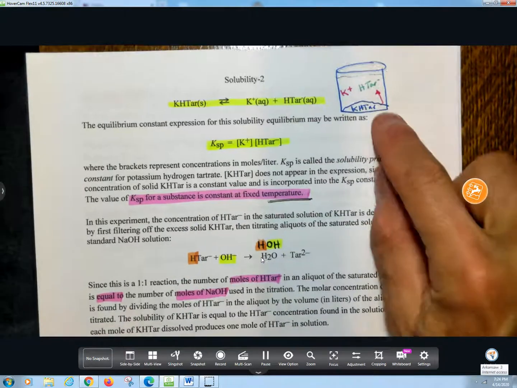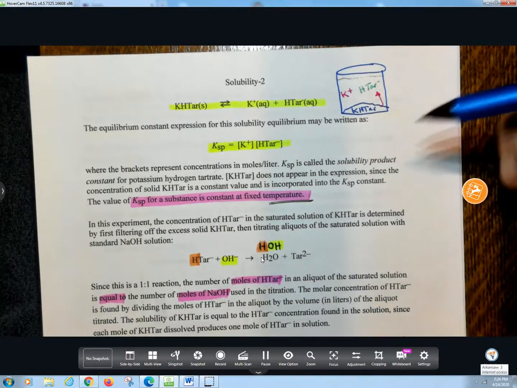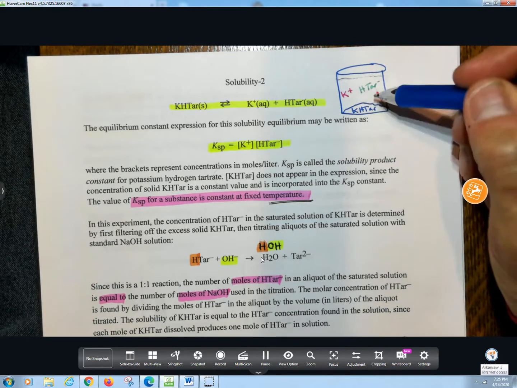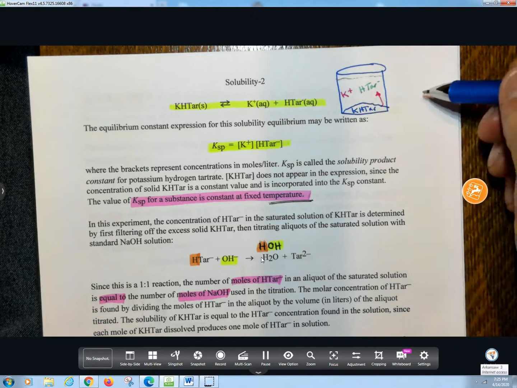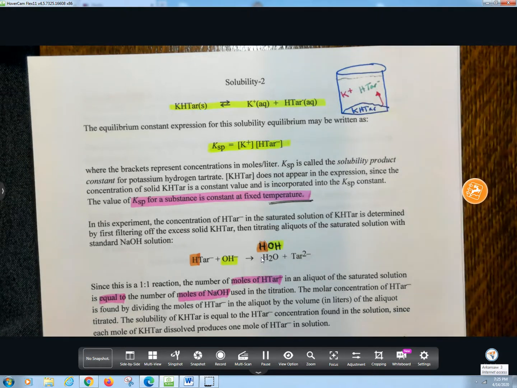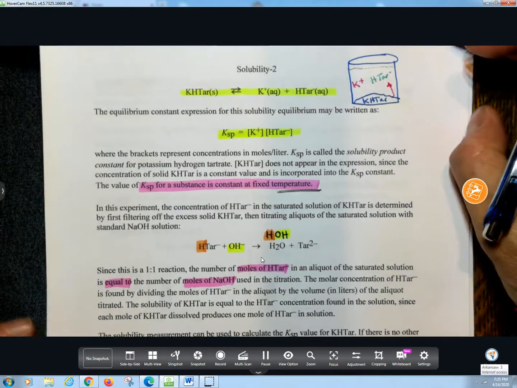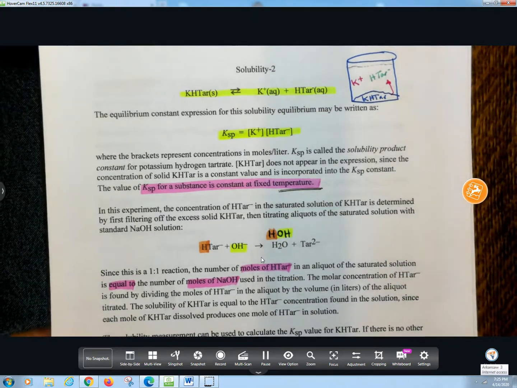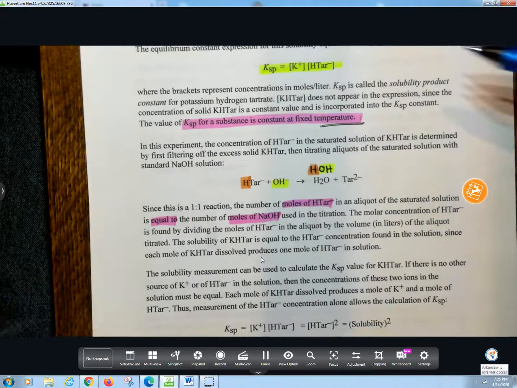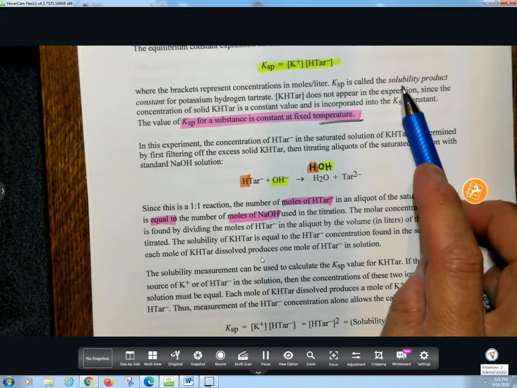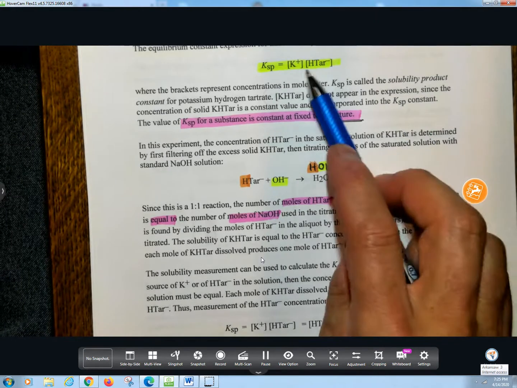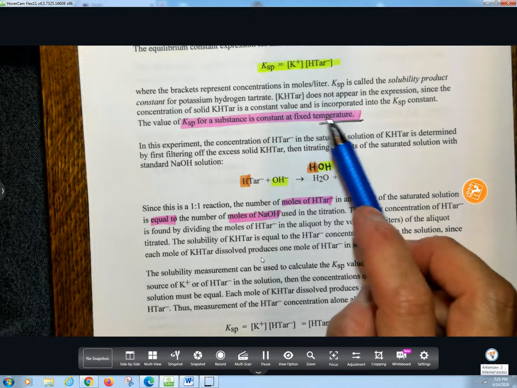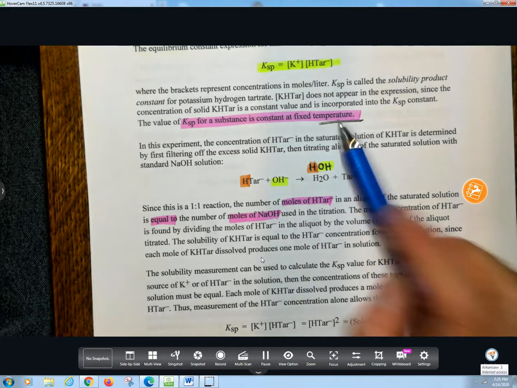Now, this is our potassium hydrogen tartrate. We are going to make sure that we have a saturated solution by stirring this for at least 5 minutes, and then we're going to filter it out. So our dissolved ions are going to go through the filter paper, obviously. Then this would be our Ksp expression. Okay, we know that Ksp is a solubility product constant, product multiplication, right? So Ksp is fixed at a certain temperature.